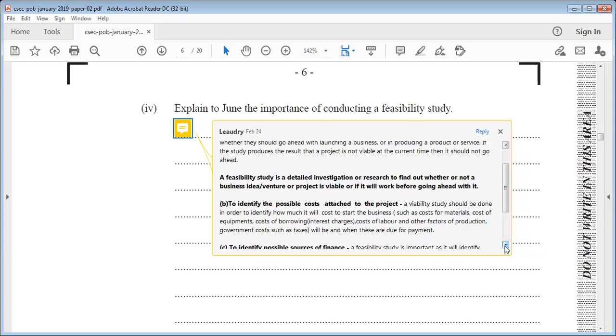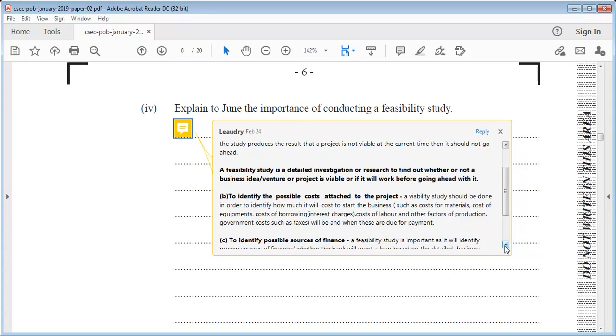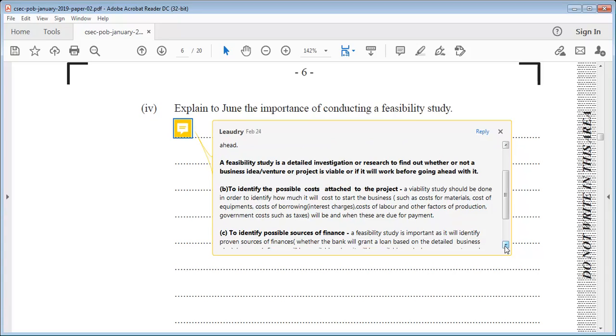And as we know, a feasibility study is really a detailed investigation or research that is being done to find out whether or not a business idea or a venture or a project is viable or if it will work before going ahead with it. So that's another simple way of saying it. Another importance of conducting a feasibility study is to identify the possible cost attached to the project.